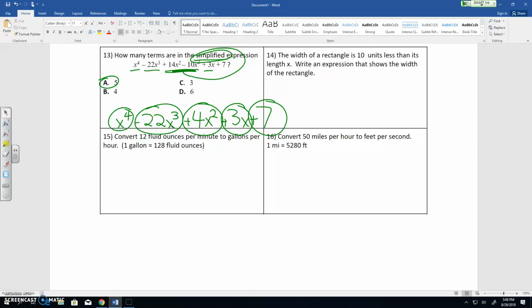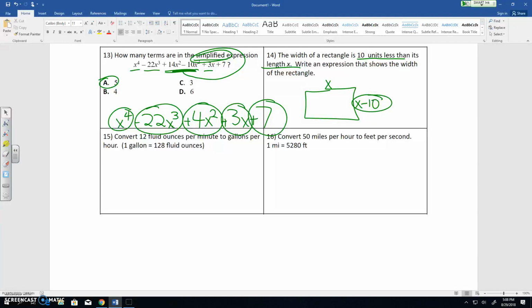Number 14, the width of a rectangle is 10 units less than its length x. So that means that we've got this nice little rectangle, okay? And it says that we have a length of x. So the width is going to be 10 units less than that. So less than means to subtract. So we're going to have x minus 10. So the expression would look like that.